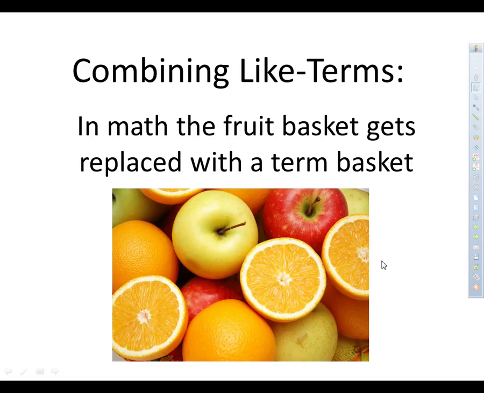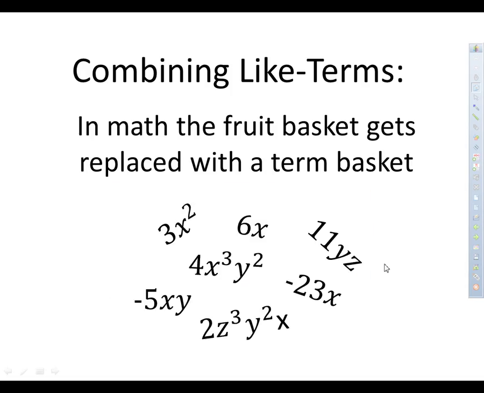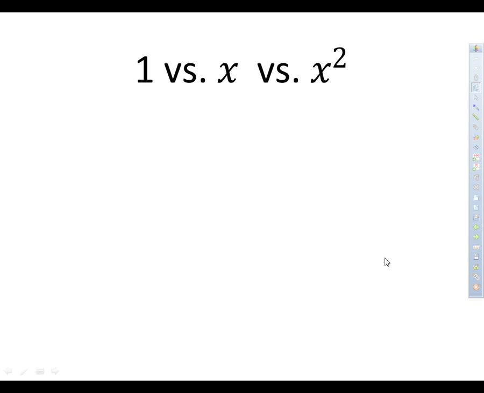In math, the fruit basket gets replaced with a term basket. And our job is to be able to sort through all these terms and combine all the ones that go together. So to be able to figure out which ones go together and which ones don't, let's take a look at this basic example. Let's compare the number 1 compared to x and versus x to the second power, commonly referred to as x squared.